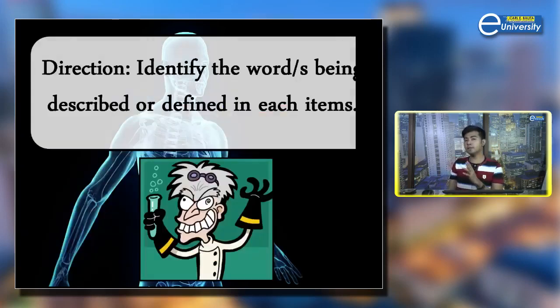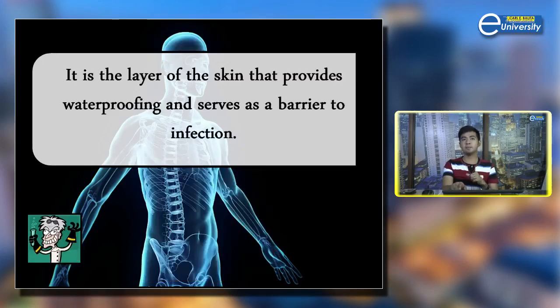To check whether you learned something in our module, let's have our brain shaker. Direction: you have to identify the words being described or defined in each item. You can answer orally or you can write it down. And take note that since we have 10 human body systems, I need one question in every system.